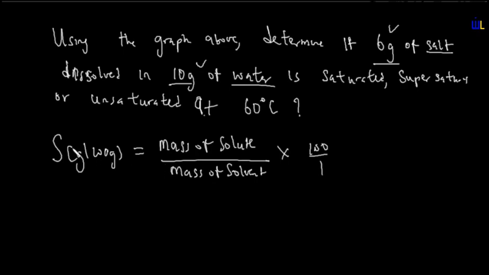So let's come back. What did I say is the first thing everybody should do in this kind of question? Change anything they give you to the solubility unit of the graph. That's the easiest way. Since we have gram per 100 gram, changing it is easy: mass of solute over mass of solvent times 100 over 1. What's the mass of the solute? 6 gram. What's the mass of the solvent? 10 gram. Times 100 over 1.